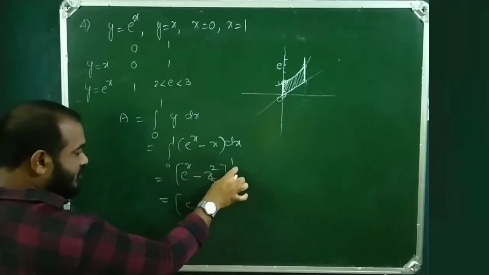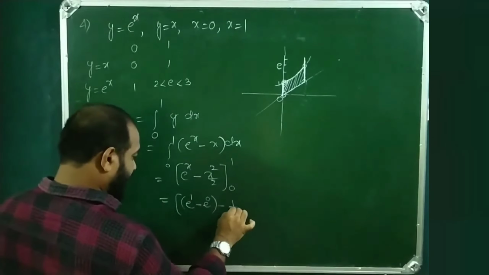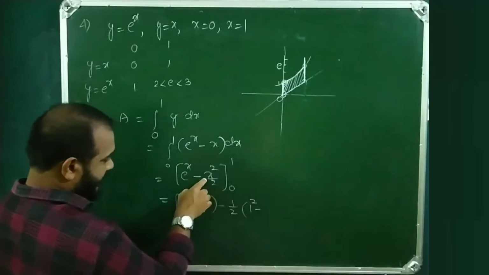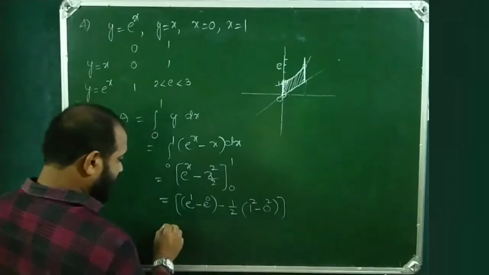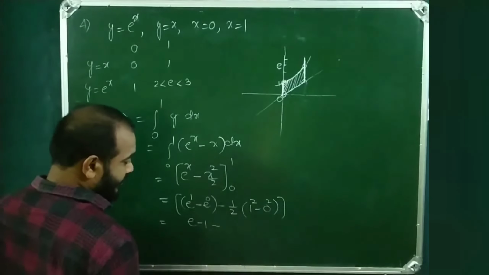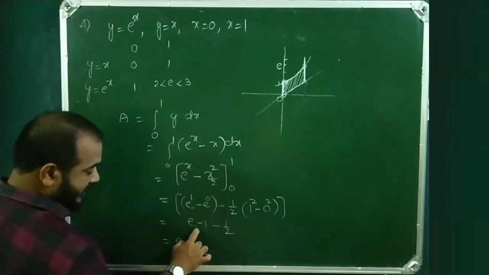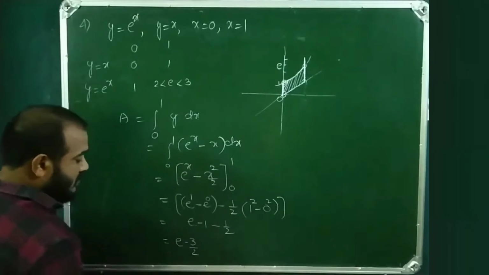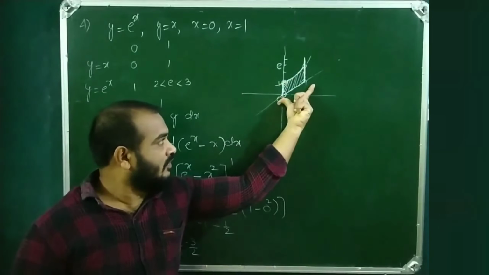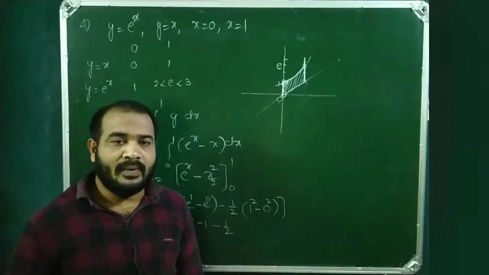So e power x is 1 minus e power x is 0, minus 1 by 2 you separate from the process of substitution. Now x square is 1 square minus same x square is 0 square. So this is equals to e power 1 is e minus e power 0 is 1, minus 1 into 1 by 2 is 1 by 2. So this is equals to e minus 1 by 2 is 3 by 2. So e minus 3 by 2 is the area bounded by y is equals to e power x, y is equals to x, y axis, and x equals to 1.